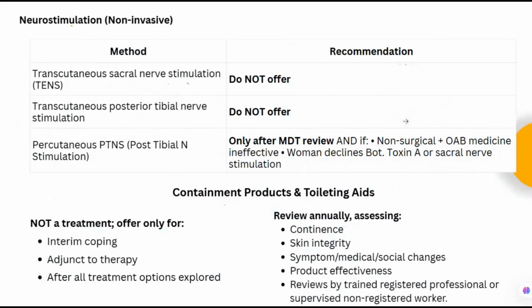Yes, sir. First, bladder training, then go for antimuscarinic agent. Then the next step will be botulinum toxin or sacral nerve stimulation. If it is declined, then go for PTNS. Okay, so this flowchart you should remember.